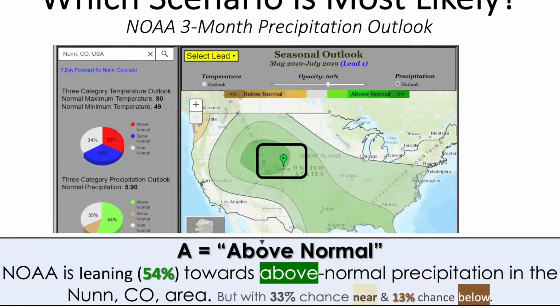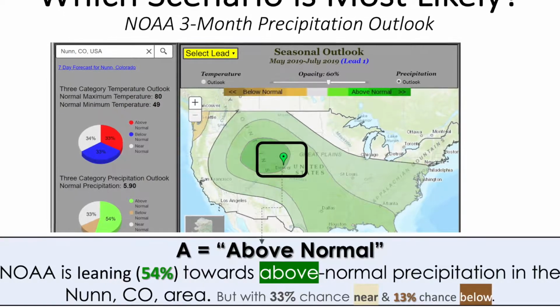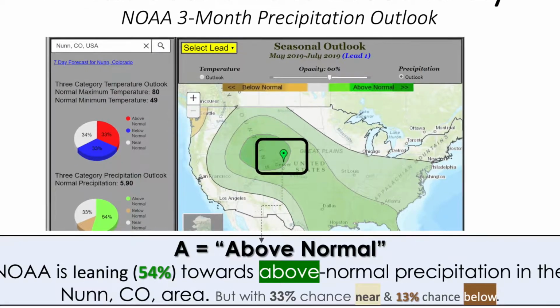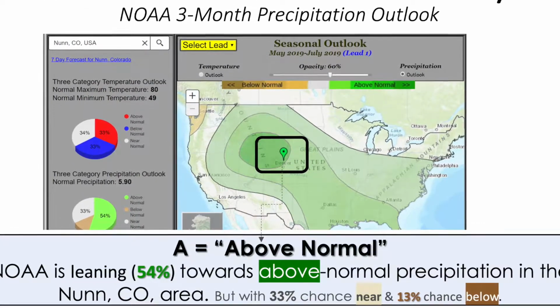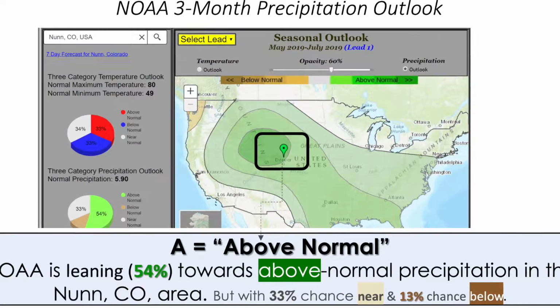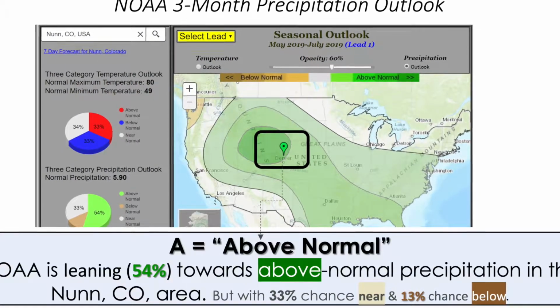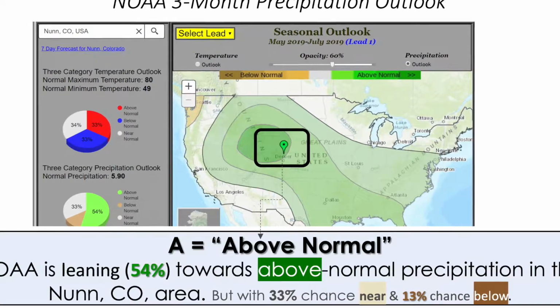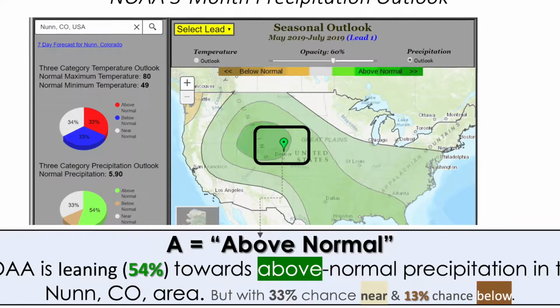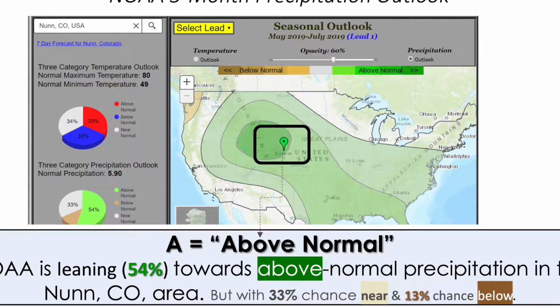How strongly is it leaning? There is a 54% chance of above normal precipitation, compared to a 33% chance that near normal precipitation could occur, or a 13% chance for below normal precipitation. Any of these three scenarios are possible, but at the time the GrassCast maps were made, NOAA was leaning towards above normal precipitation.